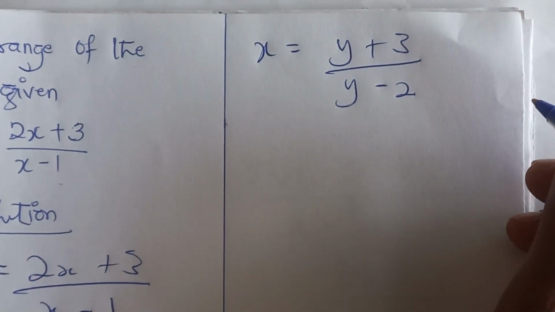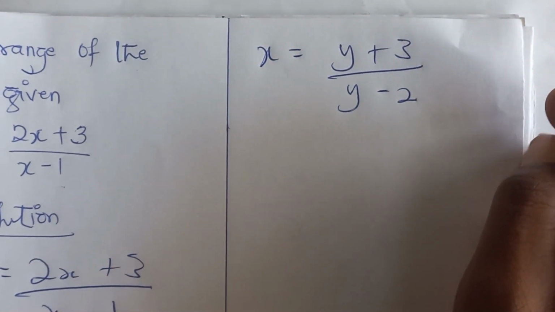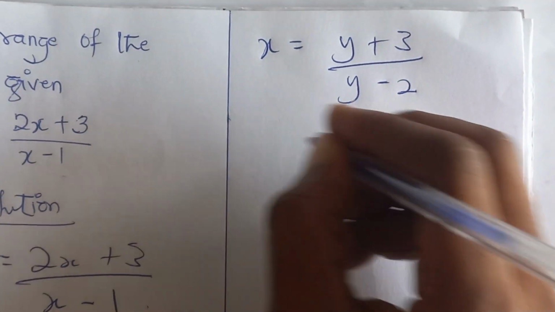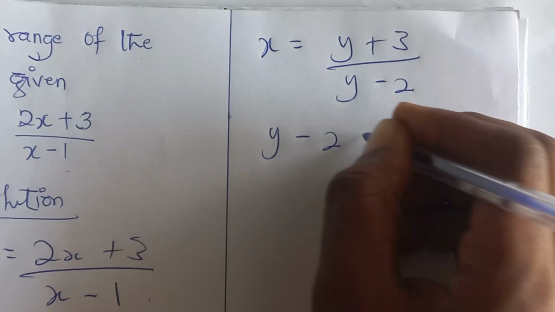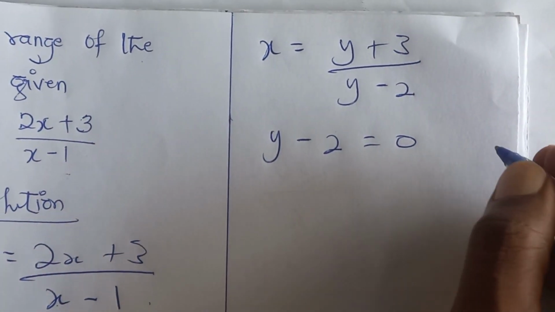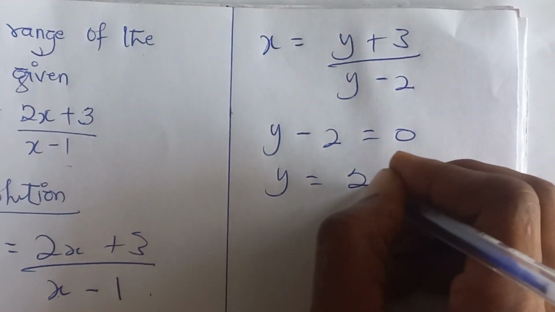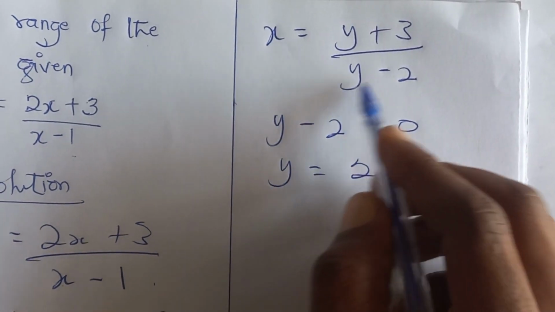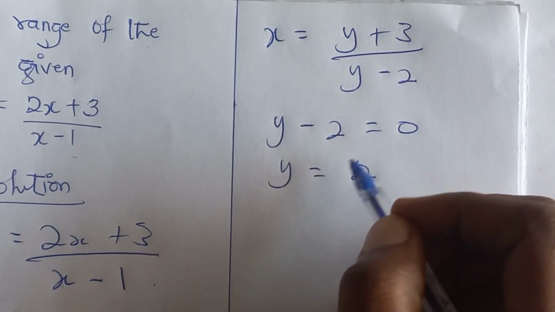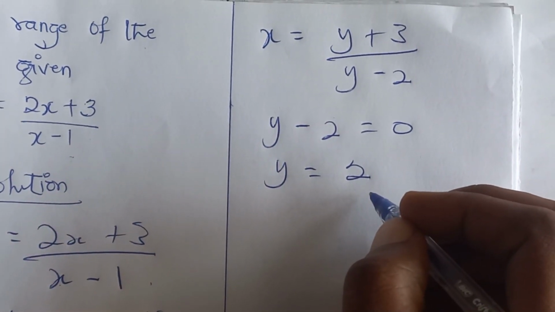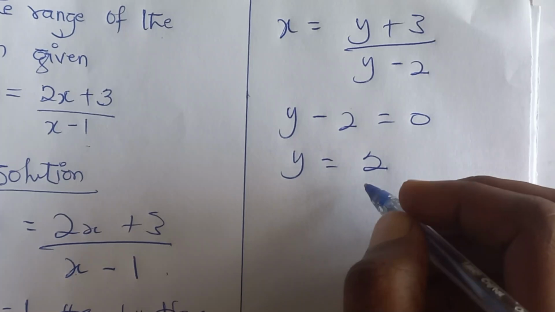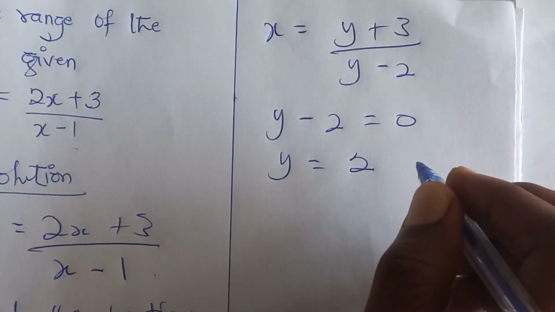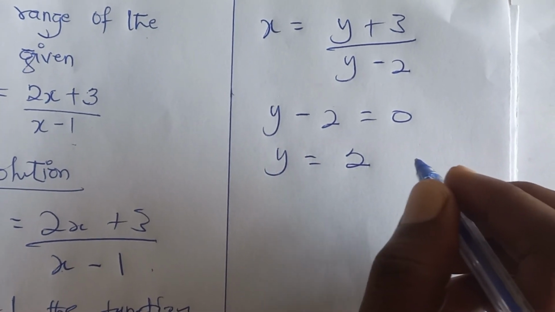Okay, so now we have to look for our range. So when you take the denominator and you set it to 0, so we say that y minus 2 is equal to 0. Then you solve for y. So y is equal to 2. So our denominator, which is y minus 2, when you set it to 0 and make y the subject, we are getting 2. So it means that y must not be equal to 2.